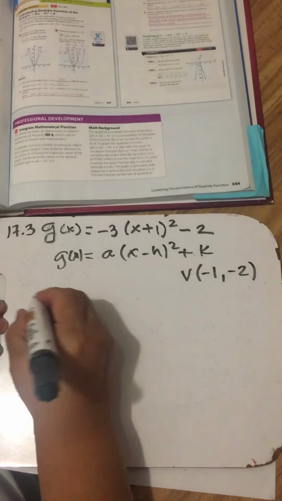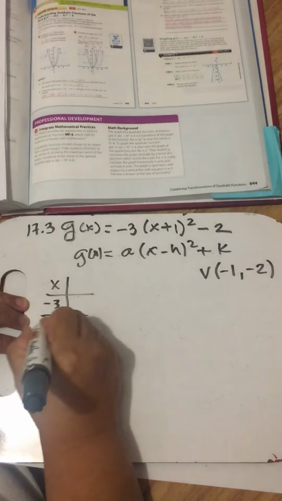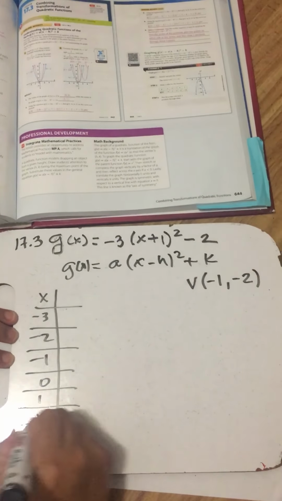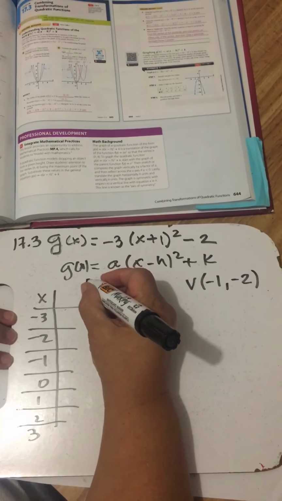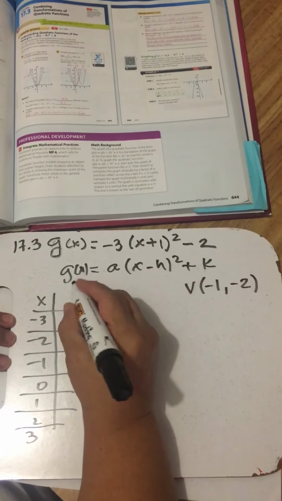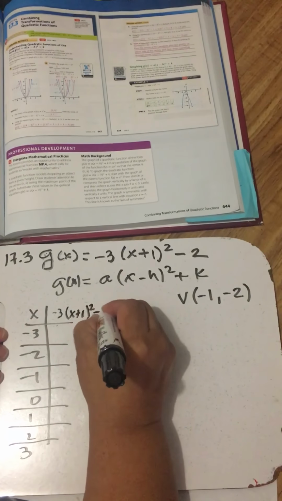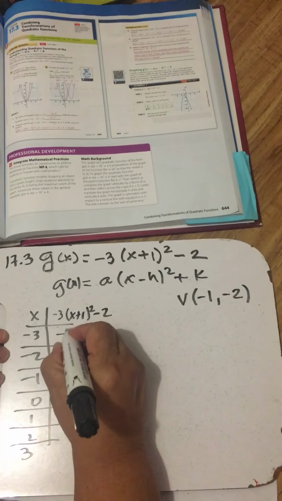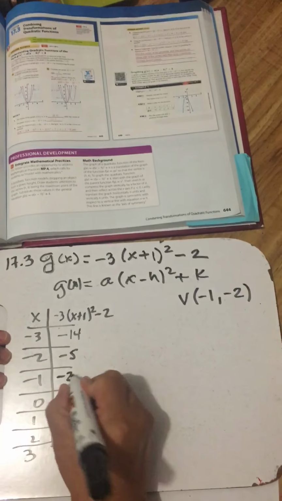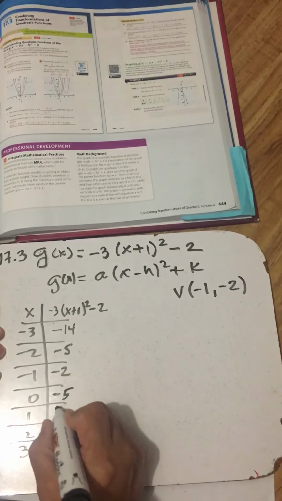Then we obtain the values of x: minus 3, minus 2, minus 1, 0, 1, 2, and 3. And I substitute here in minus 3 (x plus 1) squared minus 2, and I obtain minus 14, minus 5, minus 2, minus 5, and minus 14.